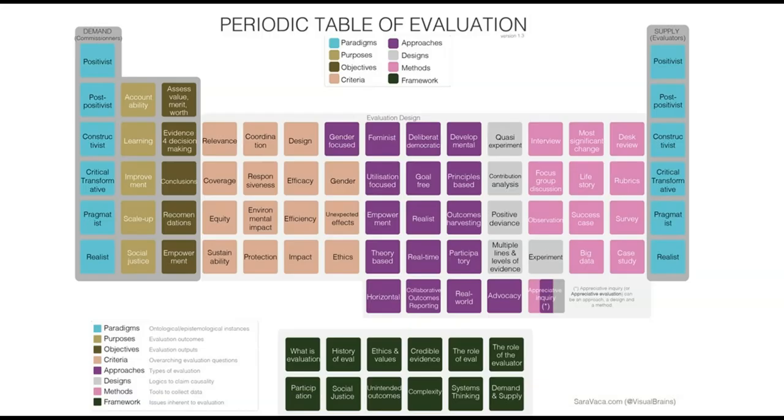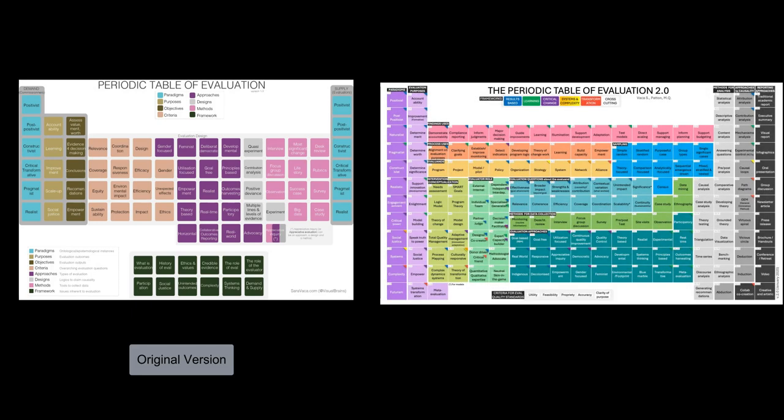So here is your original periodic table of evaluation, published in the Journal of Multidisciplinary Evaluation in the summer of 2024. Here you can see a comparison between the original periodic table and the new periodic table of evaluation 2.0. Simply the visual gives you a sense of what the difference is between the original version and the expanded version.